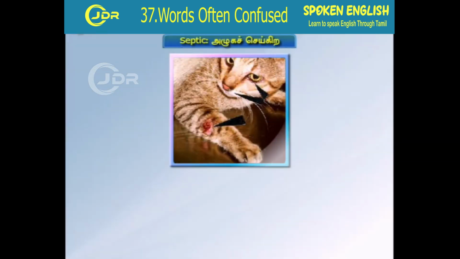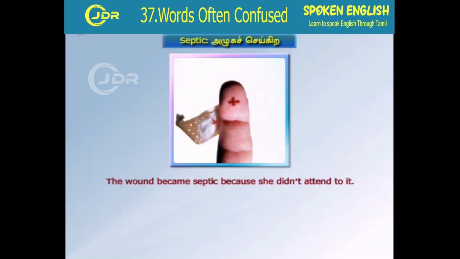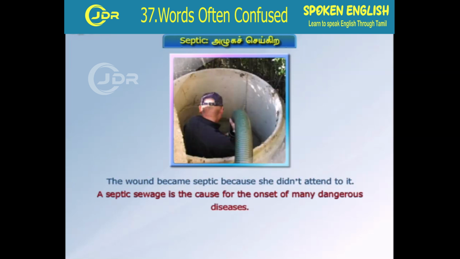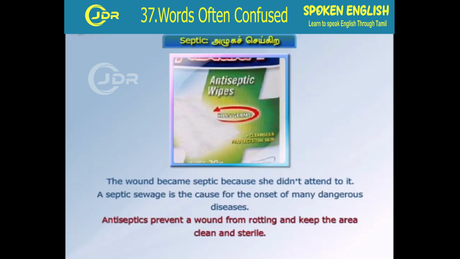Septic, அழுகச் செய்கிற. The wound became septic because she didn't attend to it. A septic sewage is the cause for the onset of many dangerous diseases. Antiseptics prevent a wound from rotting and keep the area clean and sterile.